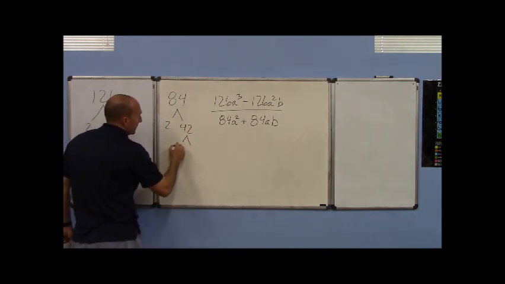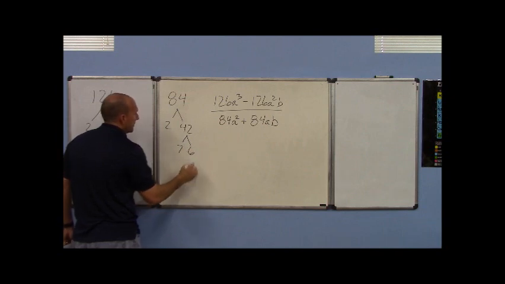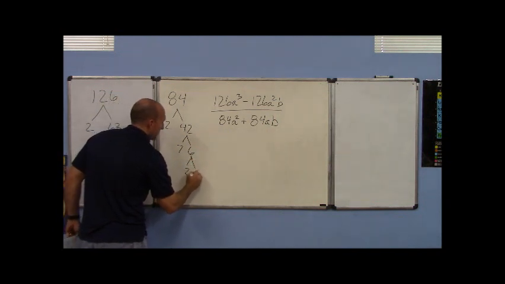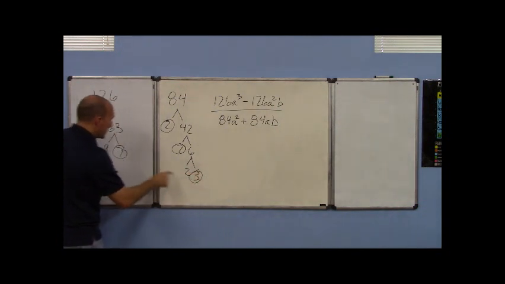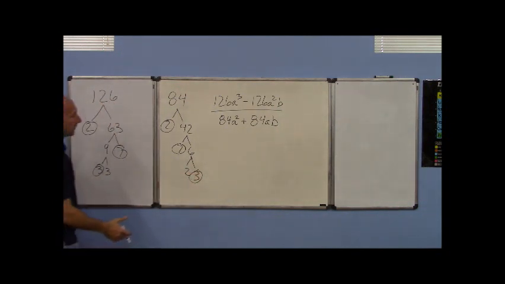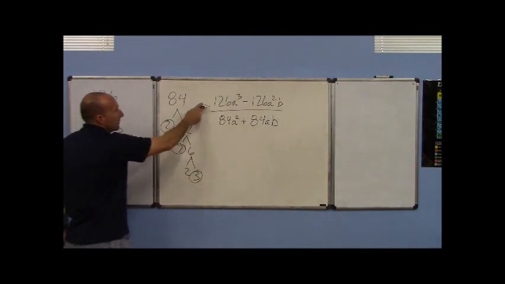And then 7 and what? 7? Are you sure? Yeah, okay, awesome. And then 2 and 3. All right, so we're going to circle our common factors. We got 2, 2, a 7, a 7, a 3, and a 3. So what's left over is going to be 2 from 84 and 3's from 126.